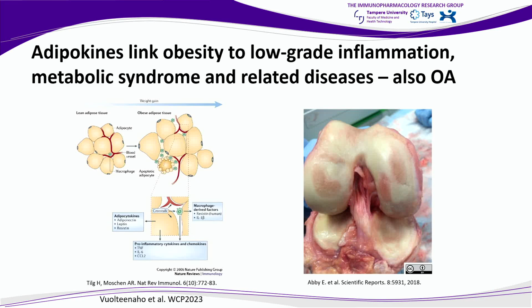Adipokines are mediators that were originally found to be produced by adipose tissue, and they are related to regulation of appetite, regulation of energy expenditure, and so on. But nowadays we know that they are produced by many other cell types. They have receptors in many cells, and they have been linked to low-grade inflammation, metabolic syndrome and related diseases, and lately also to osteoarthritis.